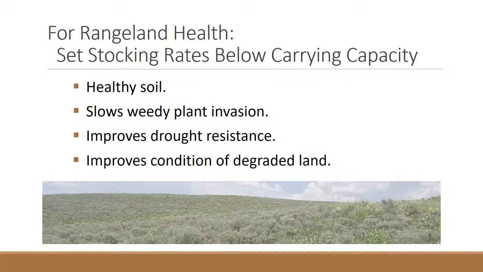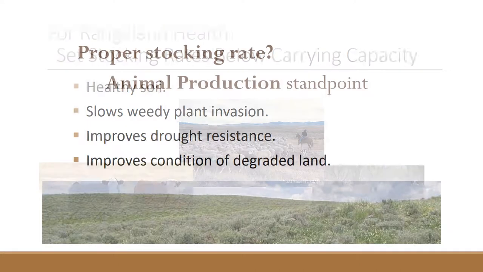So in summary then, from a range health standpoint, you could set a stocking rate below carrying capacity, and that would provide for healthy soil. It could slow weedy plant invasion. It would probably improve drought resistance of the plants. It would allow those plants to recover and get through a drought. And if you get the right stocking rate, you can even improve the condition of degraded land. Getting the stocking rate right to improve degraded land would be considered a restoration practice.